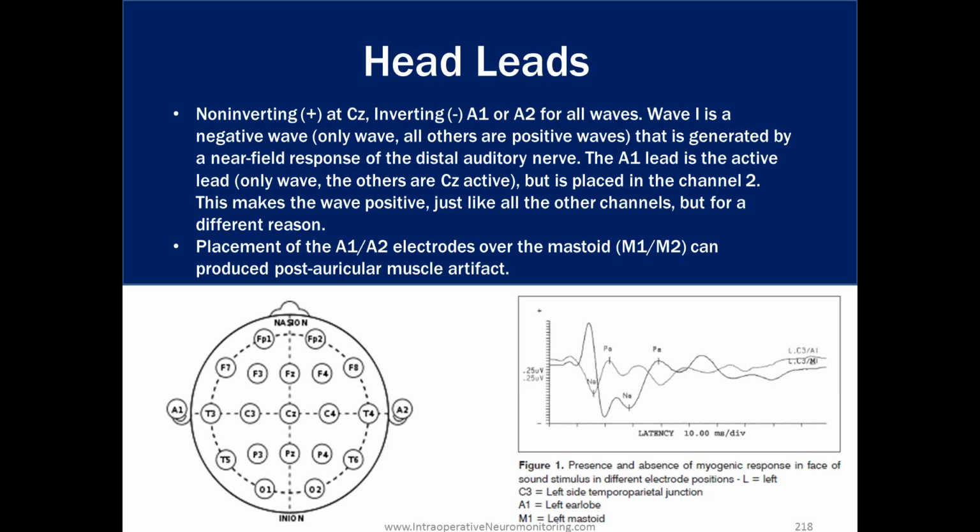Placement of the A1, A2 electrode over the mastoid, or M1, M2, can produce post-auricular muscle artifact, and this is a stimulus muscle artifact that usually happens later in the response past wave 5.